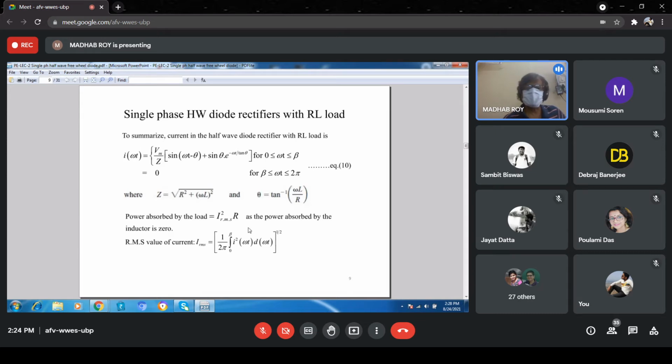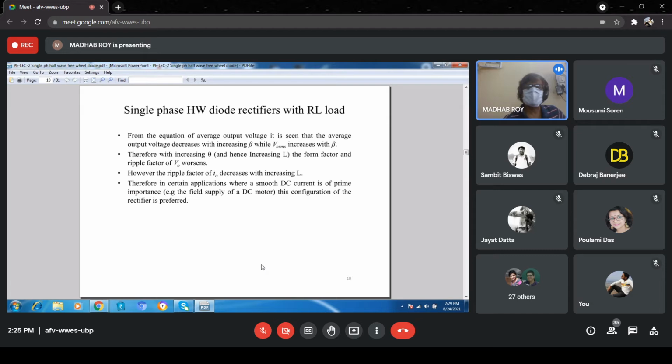And the power absorbed by the load, as we have already seen, is the RMS value power, so I RMS squared into R, because the inductance does not consume any power. We already know that it is a storing element, so it cannot absorb power in ideal condition. Thereby the only power absorbed is by the load, that is the resistance in the circuit. And the RMS value of the current we can derive as in the earlier case, like this, with 0 to beta as the conduction angle.